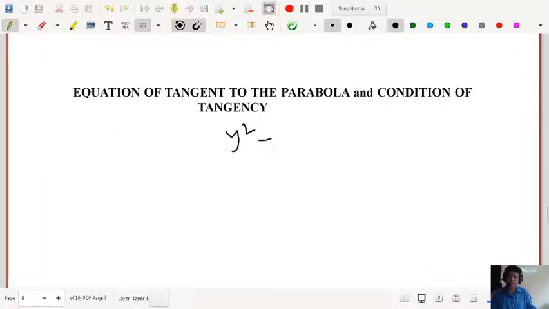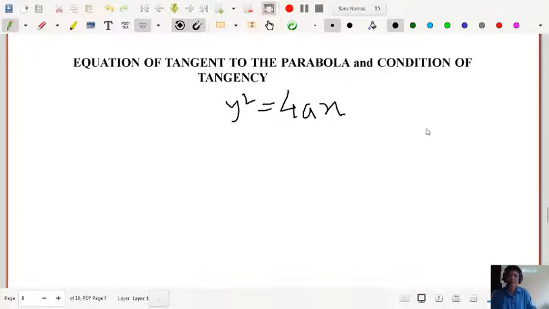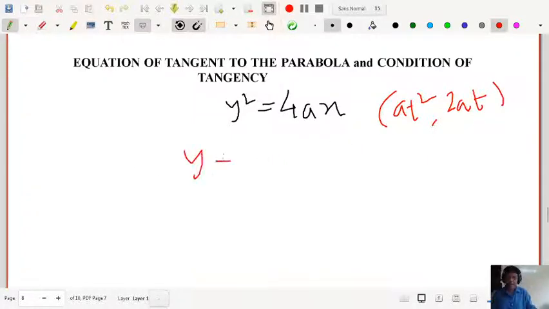So we take a simple equation of the parabola, that is the first form, y square is equal to 4ax. Let us take the parametric point in this case. What is the parametric point of the parabola? The parametric point of the parabola is at square comma 2at, right? This is the parametric point of the parabola, and y equal to mx plus c is the tangent. So we'll find out the condition later on. First try to find out the tangent at at square comma 2at.